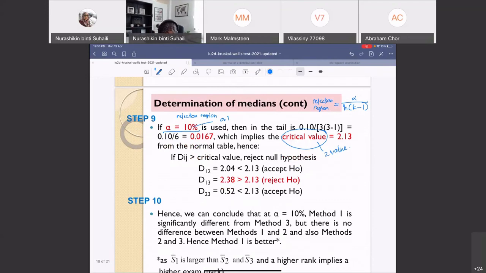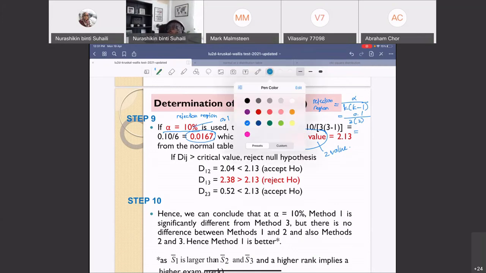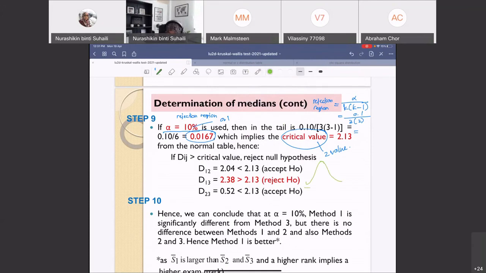When you convert it, 10% is equal to 0.1. K is equal to 3, remember, the number of samples, and 3 minus 1 is 2. So the rejection region now is given as this value, 0.0167. That is the tail area. So you sketch your Z distribution. It's very good to sketch, because then you can visualize what you have to find out. This one is the tail area.